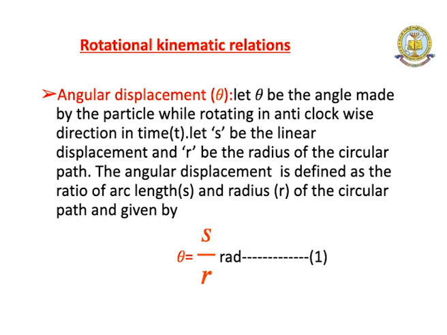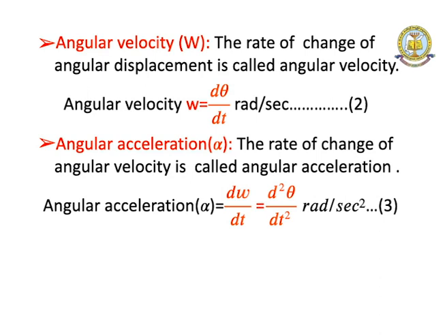So s is the displacement and r is the radius, which is also the position vector. Theta is equal to s by r. So angular displacement is measured in units of radians. Next is angular velocity, with the symbol omega. The rate of change of the angular displacement is called the angular velocity. So omega is equal to d theta by dt.